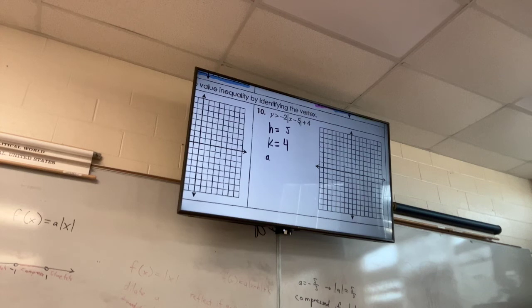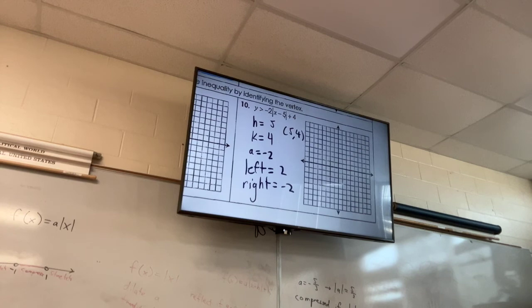Okay, a is negative 2. So my vertex is 5, 4. The left slope is positive 2. The right slope is negative 2. Okay, so I'm going to plot my vertex. So right 5, up 4. Okay, and then slope to the left is 2, so down 2, left 1. Slope to the right is negative 2, so down 2, right 1.